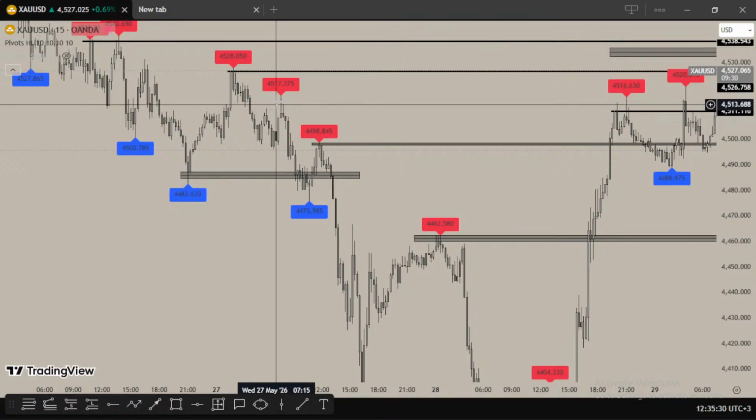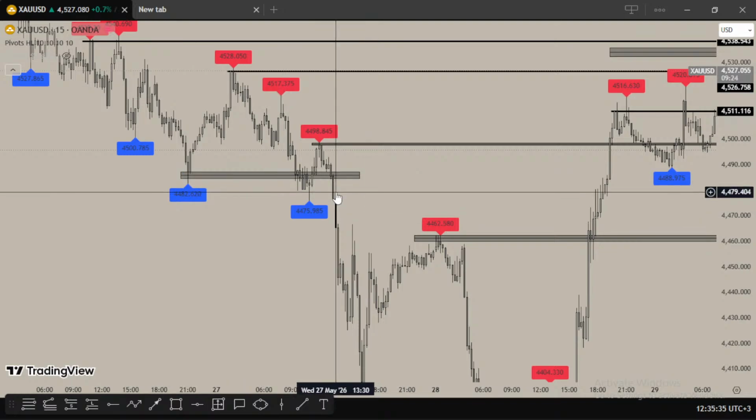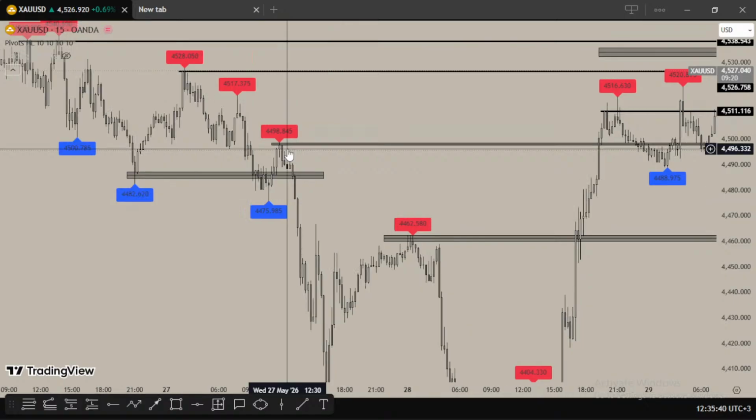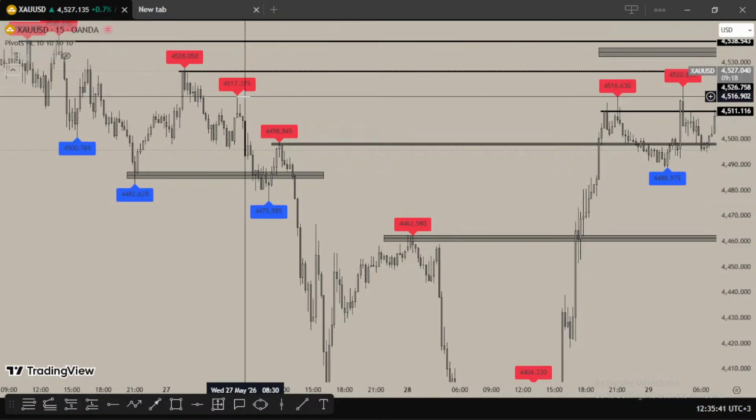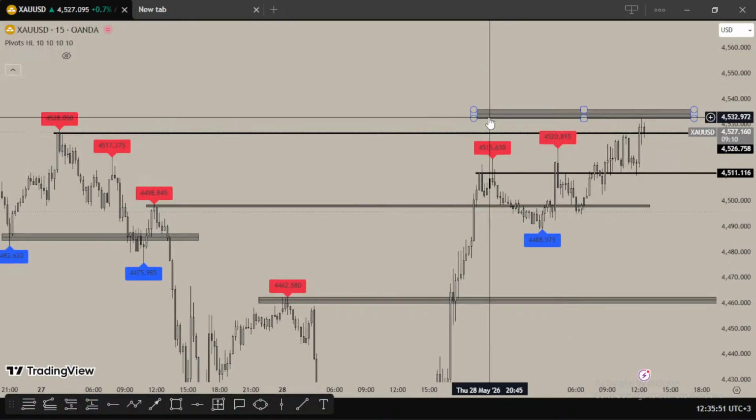You can see when sellers kicked in at 4517.375, it is the point where buyers were broken out of and we entered this trade yesterday. Remember that? Yesterday, on Tuesday, I think. So I think this level is significant, but my mind was so focused on 4528.050.